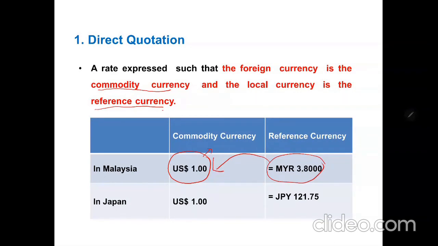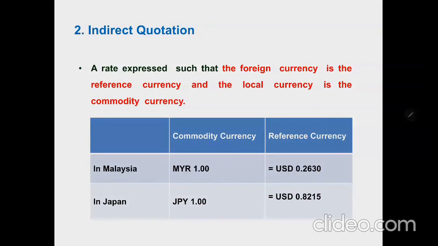So in Malaysia, USD is a foreign currency, and as the commodity currency, we express it as 1, meaning that 1 USD is equivalent to 3.8 Malaysian ringgit, which is the reference currency, the price for the commodity currency. Another example, in Japan: 1 USD as the commodity currency is equivalent to Japanese yen 121.75, the price for the commodity currency, which we call the reference currency.